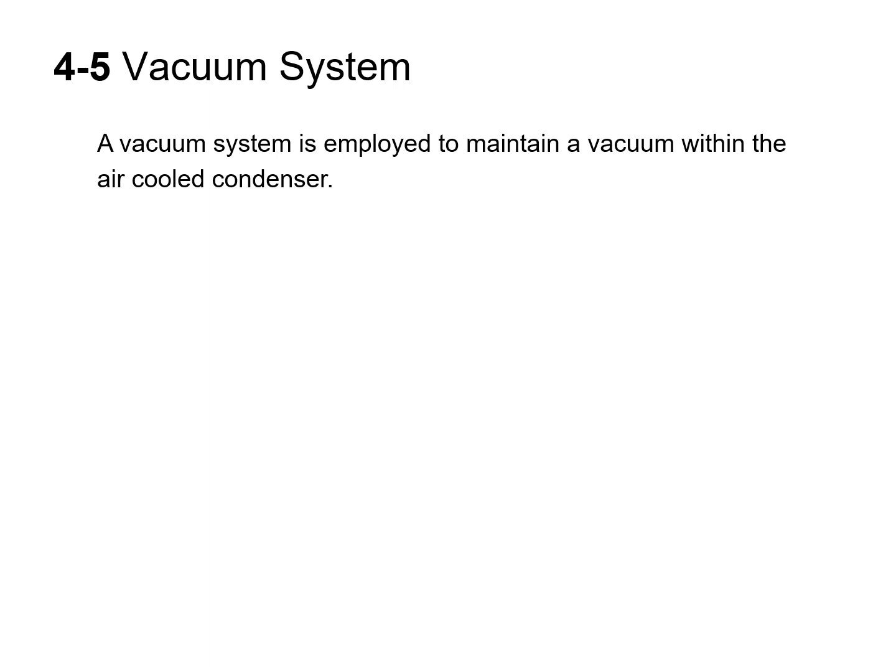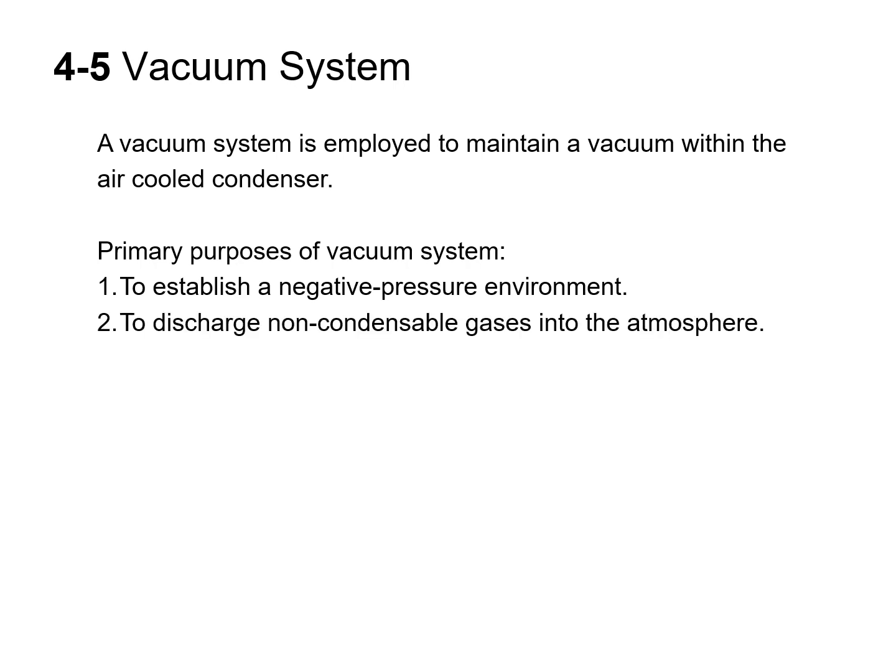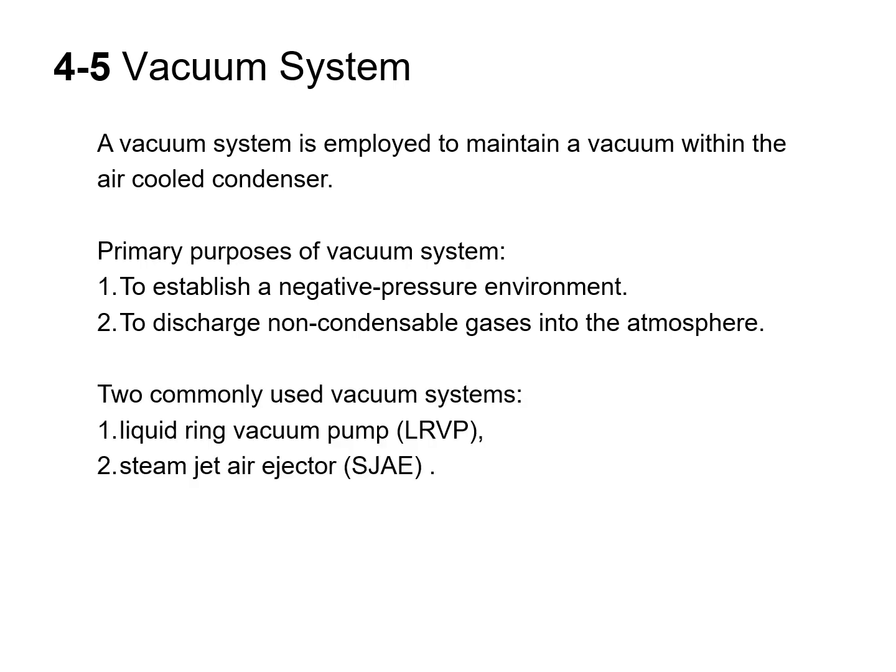A vacuum system is employed to maintain a vacuum within the air-cooled condenser. Its primary purposes are as follows. 1. During system startup, to create a negative pressure environment within the heat exchanger. 2. During normal operation, to discharge non-condensable gases which are mixed in the exhaust steam into the atmosphere. Besides, 2 commonly used vacuum systems are the liquid ring vacuum pump and the steam jet air ejector.